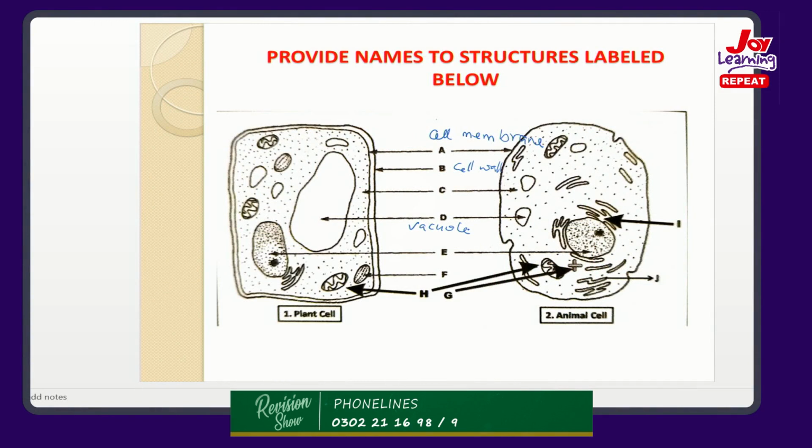Then we have F, G, and H. E is the nucleus. That's correct. Is the nucleus, yeah. Nucleus. Okay.